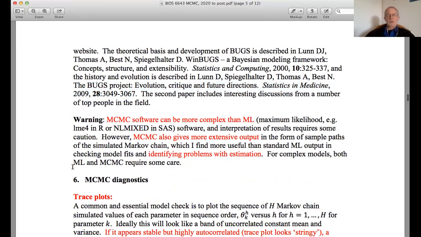Just a final warning here, and I'll ask for questions again in a second. MCMC software is more complex. You need to specify more things than with maximum likelihood, but it also gives more extensive output, and you can get a much better look at what the model's doing. So when somebody comes to me saying they can't get their model to run in GLIMMIX or NLMIXED or something, I would usually say give it a try in MCMC, because you'll probably be able to see where in the model the problem is. Now, any questions?